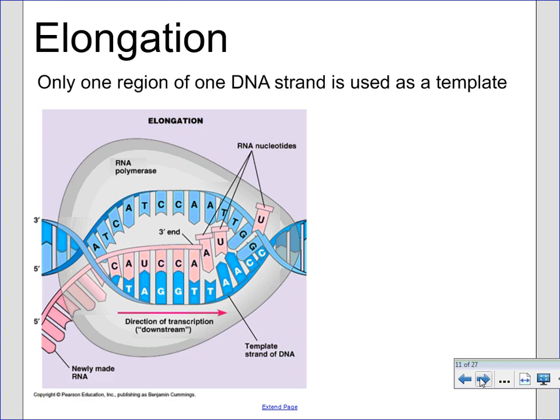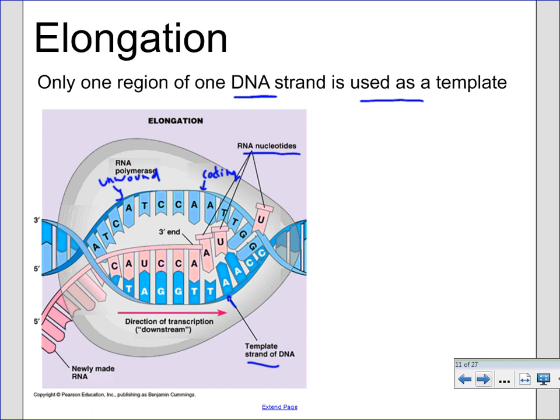Having a closer look at this, only one region of DNA strand is used as a template. So as the DNA is unwound, the RNA polymerase will use the template strand of DNA. So there's a coding strand, and then a template strand, and it's the template strand that gets used to build the RNA molecule. So the RNA polymerase will take RNA nucleotides, and remember these are nucleotides that will have a hydroxyl group on carbon 2 in that molecule.